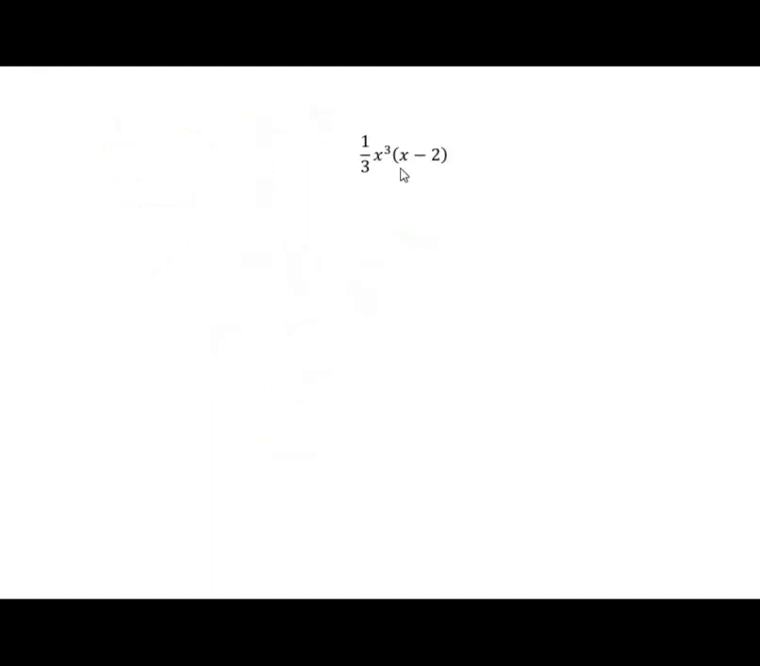Let us consider one more example. Here you can see there are multiple terms. So what we are going to do is, let me take this as y equals, I am going to open up the brackets, expand the brackets and distribute the terms. So here the first term becomes 1 over 3 x cubed times x. I can write it as 1 over 3 x to the power of 4, minus 1 over 3 x cubed times 2 gives us 2 over 3 x cubed.